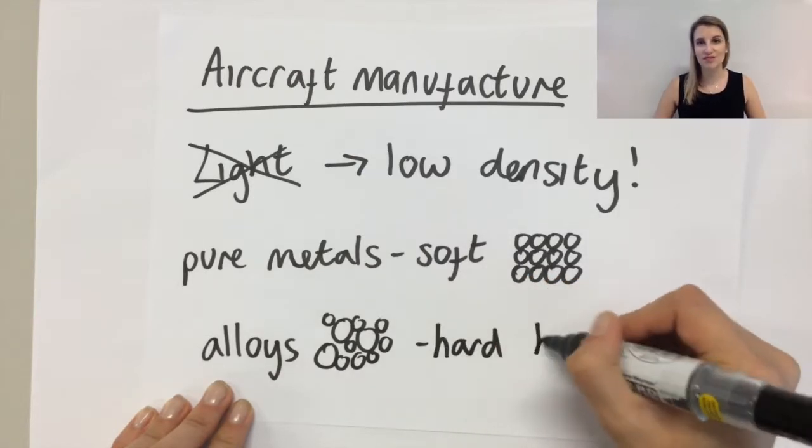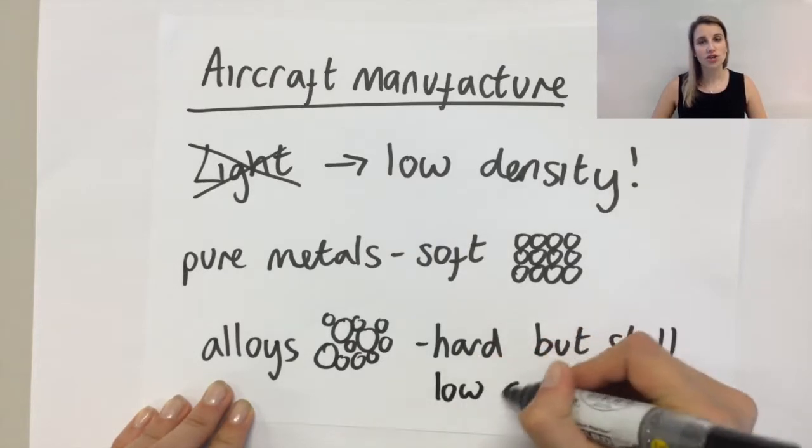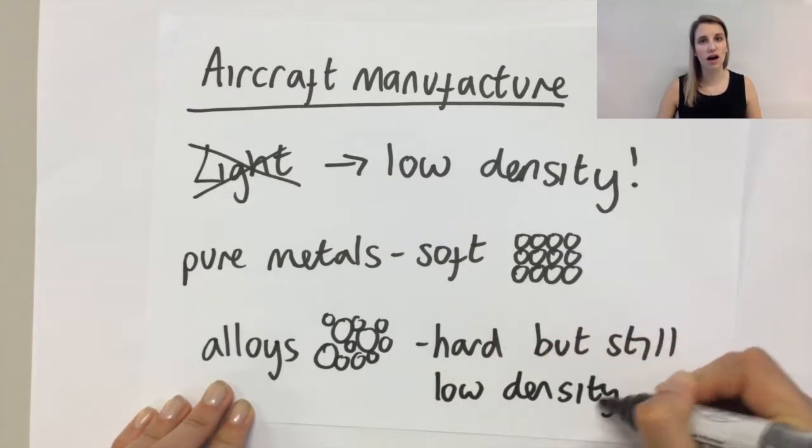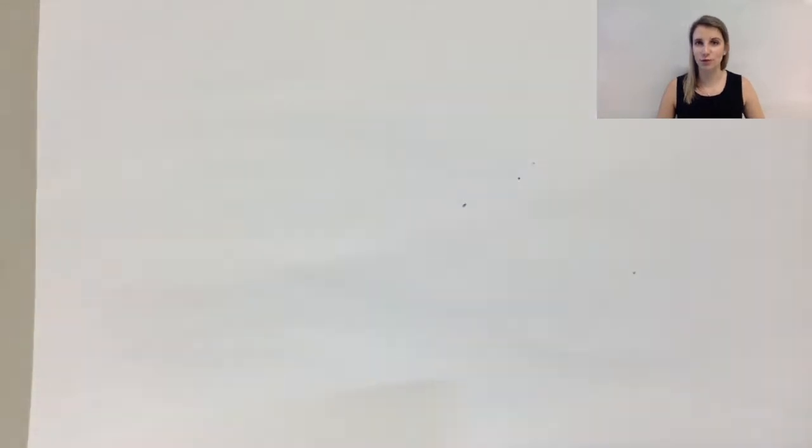So normally for this reason, we use aluminium alloys for aircraft, just to make the material a little bit harder, but still low density so that it fulfils those properties. So aluminium is normally used as an alloy for this purpose.